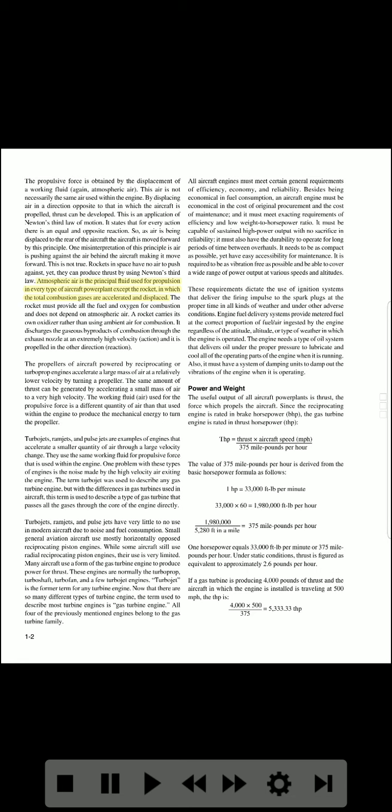Atmospheric air is the principal fluid used for propulsion in every type of aircraft powerplant except the rocket, in which the total combustion gases are accelerated and displaced. The rocket must provide all the fuel and oxygen for combustion, and does not depend on atmospheric air. A rocket carries its own oxidizer rather than using ambient air for combustion. It discharges the gaseous byproducts of combustion through the exhaust nozzle at an extremely high velocity, action, and it is propelled in the other direction, reaction.